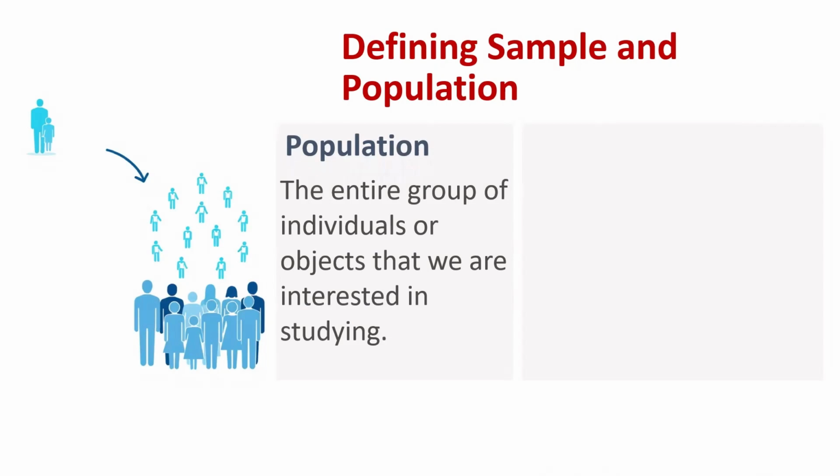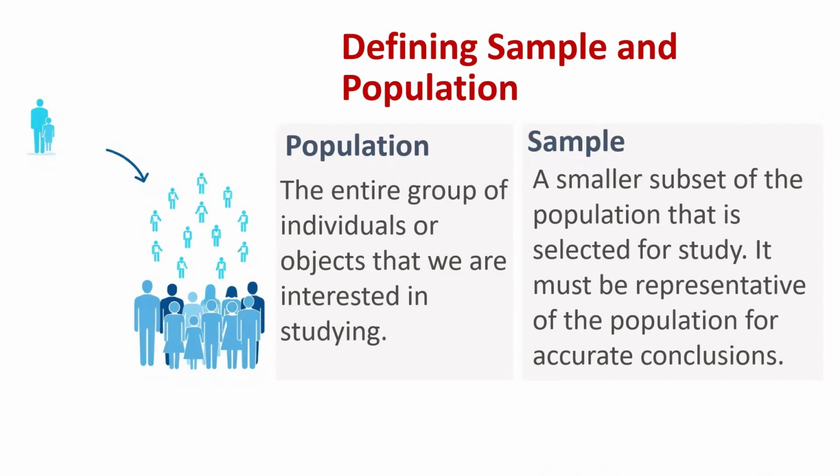This is a larger group. But to study that, we take a sample from this population that contains a certain number of individuals to allow us to analyze their behavior toward the cell phone and the effect of the cell phone. So the sample is a smaller subset of the population that is selected for a study.